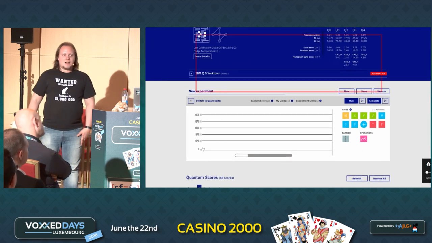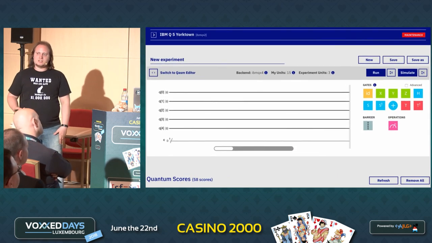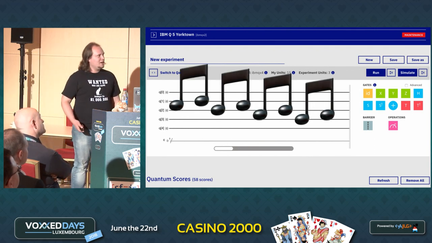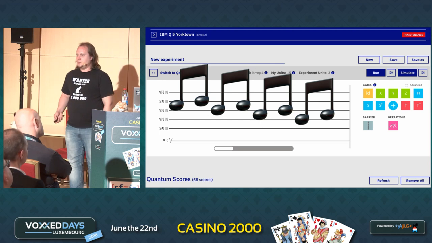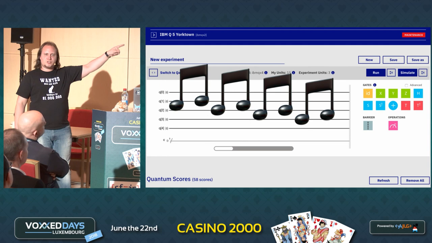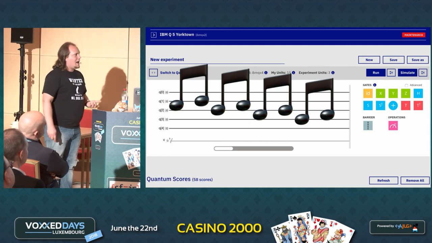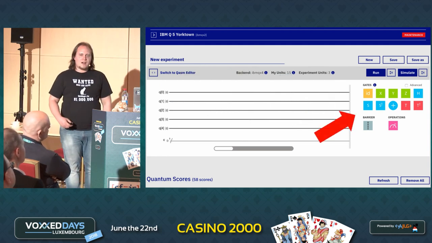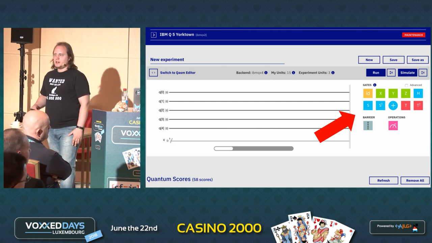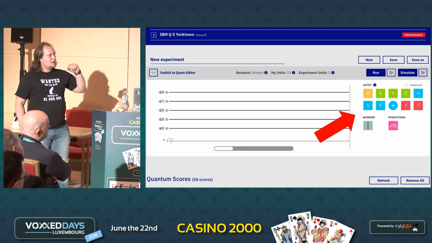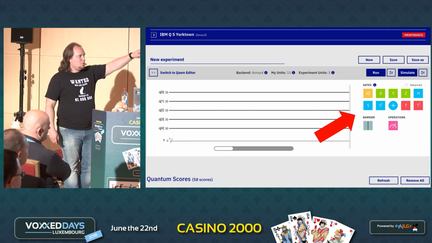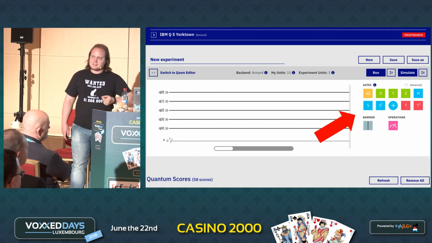More importantly, down here, we have the quantum score, named so because it looks like a musical score, but it isn't for music. This is for quantum algorithms. Each of those black lines represents a qubit, and here to the side, we have our quantum gates. Among other gates, we have those that I showed you earlier. The H there is the Hadamard gate, the X is the X gate, and that blue circle with a plus sign in it, that's the CNOT.